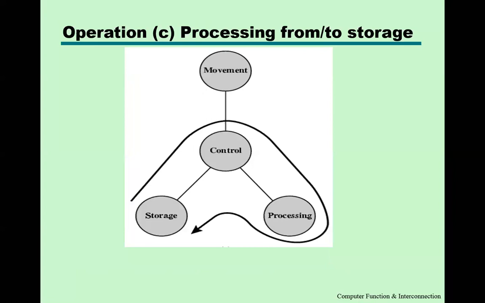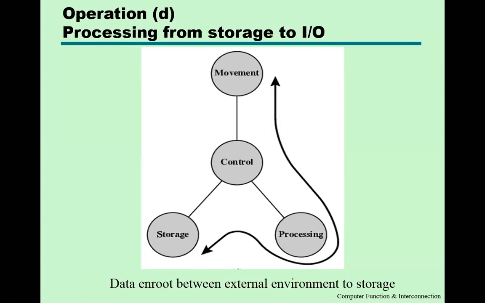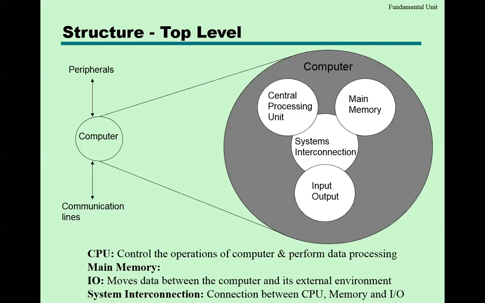And here we have seen how the data is taken from the storage, and after processing, the data is stored again into the memory. So that is processing from the storage. Here is another example: we have seen data en route between the external environment and storage, how the data is moving from the external environment to the storage. So all this comes under the function.